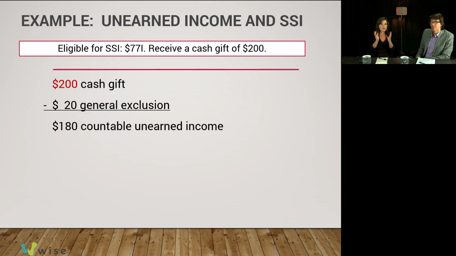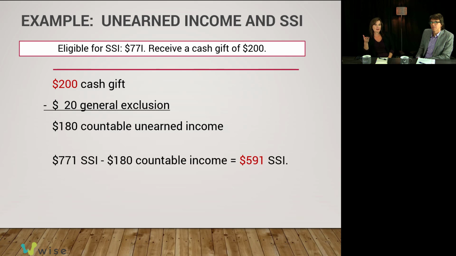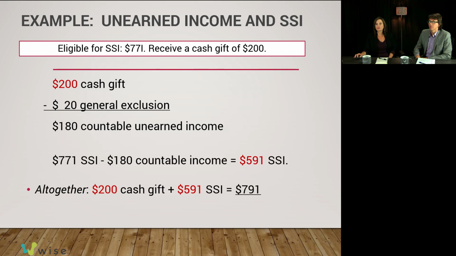So we've completed this first step in determining countable income, and in this case, countable unearned income. We then move to the SSI federal benefit rate of $771, and what we're trying to determine is how much that check is going to be adjusted in that third month after I've received this $200 in a cash gift. So $771 is the SSI federal benefit rate for 2019. I subtract that $180 in countable income, and that means that my SSI will be adjusted to $591.